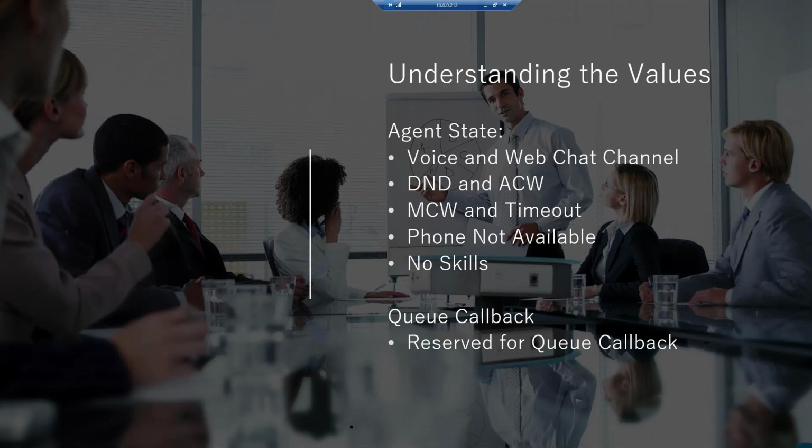If it shows phone not available, that means their phone is not available to take a call, particularly meaning that the agent is either on another call, whether that be a direct inbound call, an outbound call, or an internal call. The phone is not available to route a call to. If it shows no skills, that means they may be logged into the contact center agent client, have all their other states available, but they're not logged into any skill groups. And if they are reserved for a queue callback, it will state in the real-time and supervisor view that they're reserved for a queue callback. Let me show you what I mean.